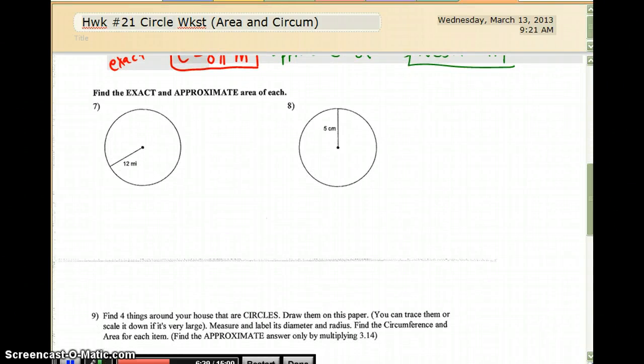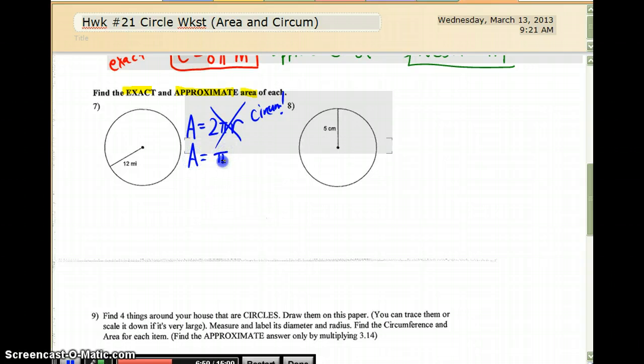And number 7 here, I'm going to be finding the area, the exact and the approximate. So my area formula, I have to write that first, which is 2 pi r. Oh, no, that's not right. That's circumference, right? Yeah, that's circumference. So my area actually is pi r squared. Okay, it's the space in the circle. And so I will have that squared. That's always a good indication too.